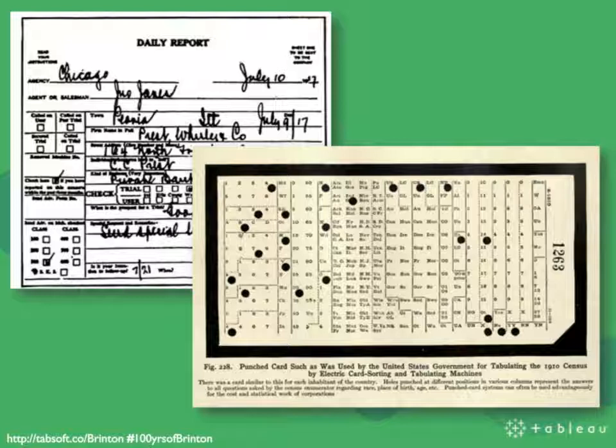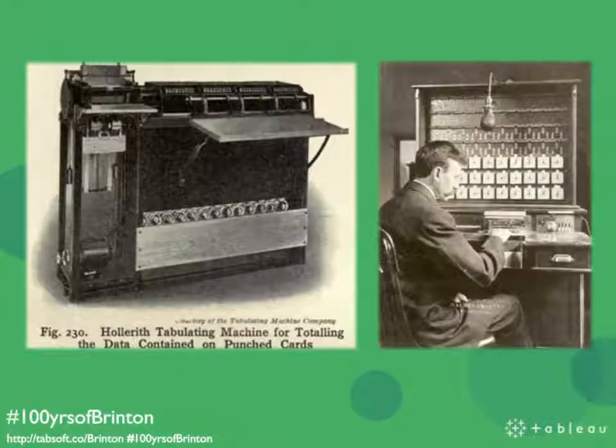But let it be known that 1914 was an age of an explosion of big data. From handwritten daily reports that were getting collated to punch cards, an absolute revolution in data collection and analysis. And if you had the Hollerith tabulating machine for totaling the data contained on punch cards, then you too could process 3,000 records per hour. How amazing would that have been? Now, I'm sure my smartphone has processed more than 3,000 records since I started this talk.